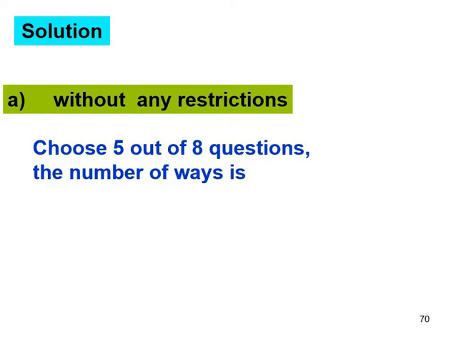So without any restriction, choosing 5 out of 8 questions, we are going to use this formula, 8C5. Okay, so press your calculator to get the exact value. So 8C5 is equal to 56. Okay, 56 ways to choose 5 questions out of 8 questions without any restriction.